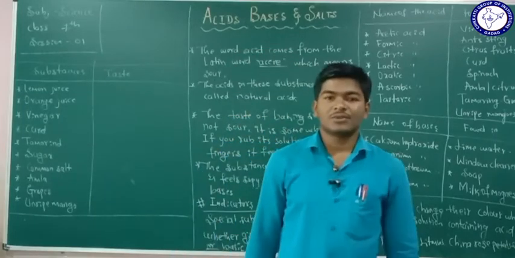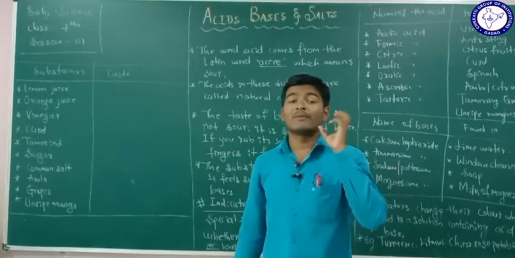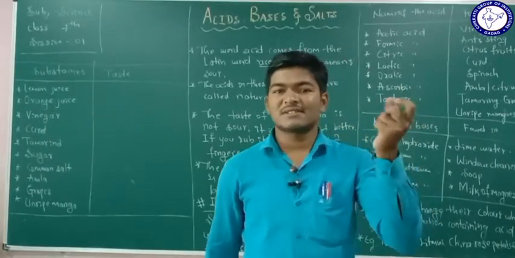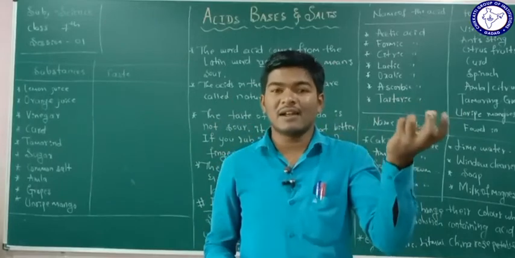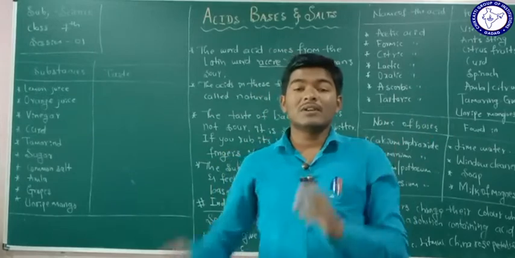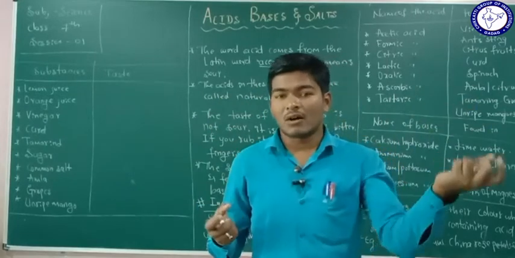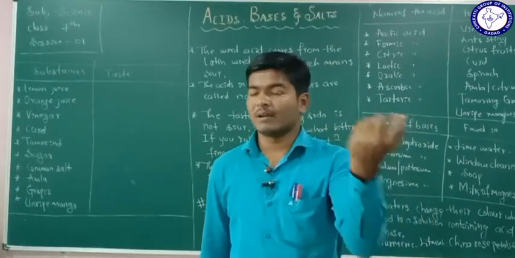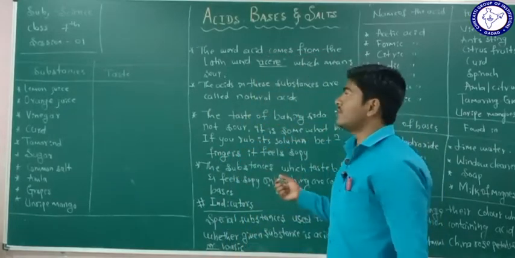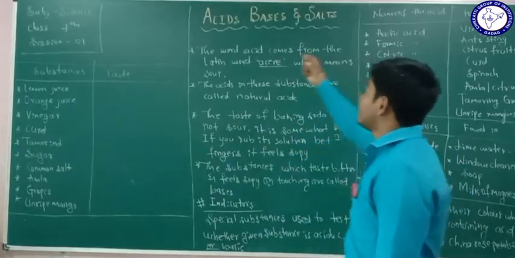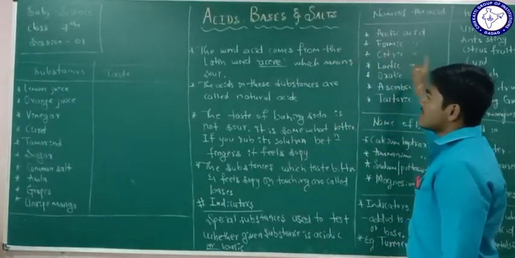In the last session, we discussed how fabric is made from fiber, isn't it? In the chapter called Fiber to Fabric, we discussed how fabric is made from cotton and how fabric is made from wool fiber. So, in today's session, we are going to study a new chapter, that is nothing but Acids, Bases and Salts.